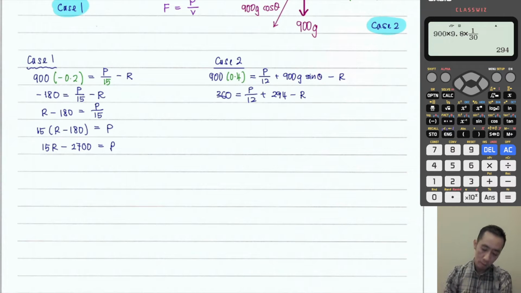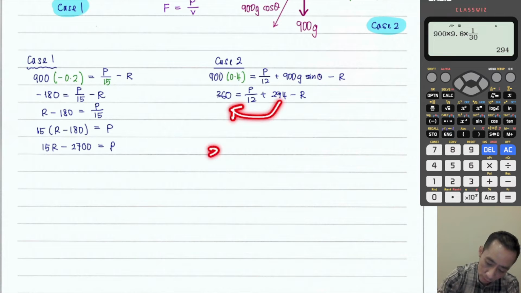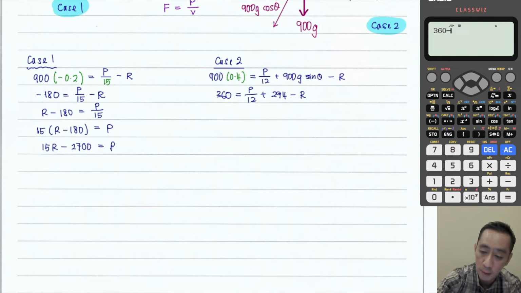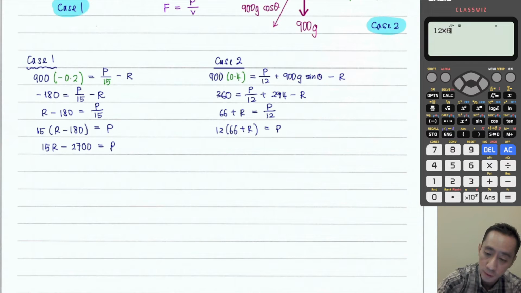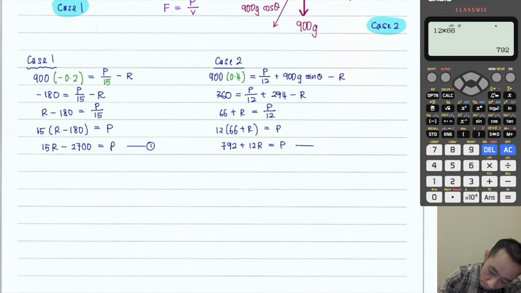So here I have 294 minus R. I try to make P the subject. So 294 bring over here becomes minus. So 360 minus 294, what do we get? 360 minus 294 is 66. So here I have 66 plus R is P over 12. So 12 times 66 plus R is equals to P. So 12 times 66, 792, plus 12R equals to P.